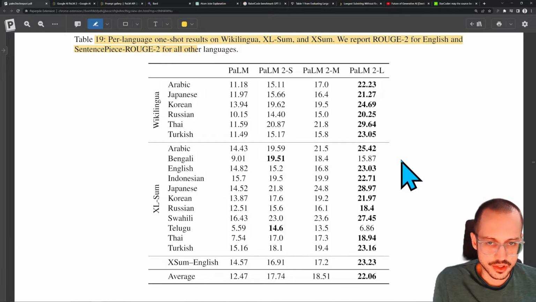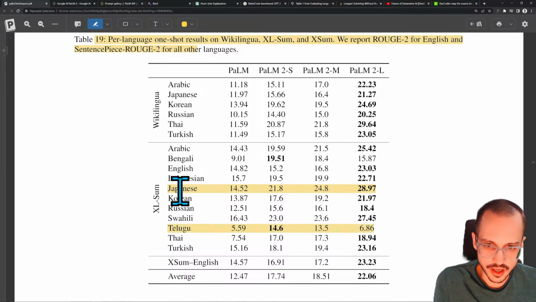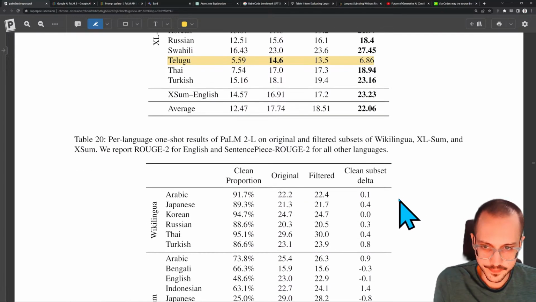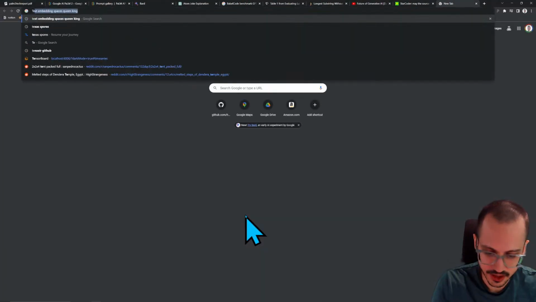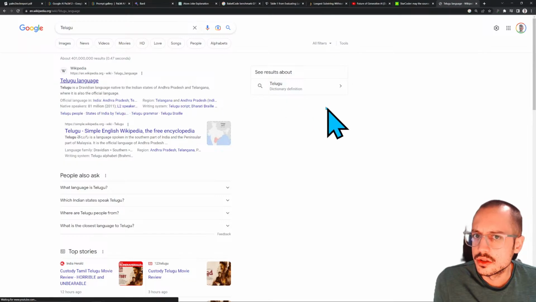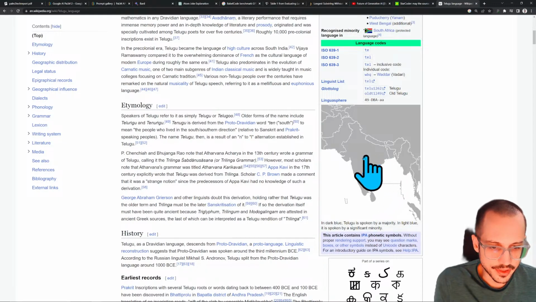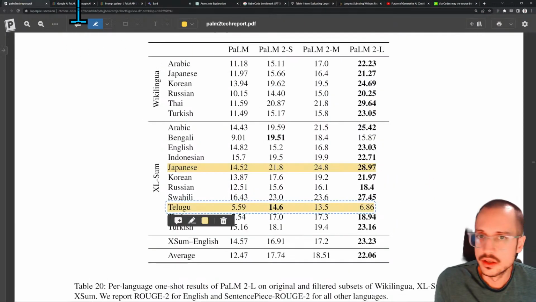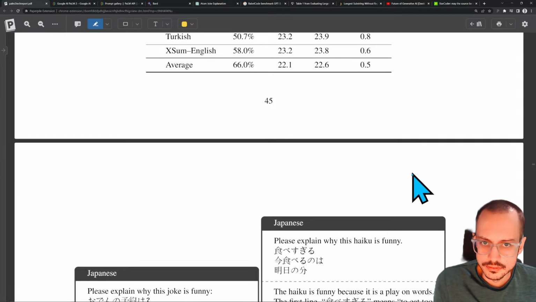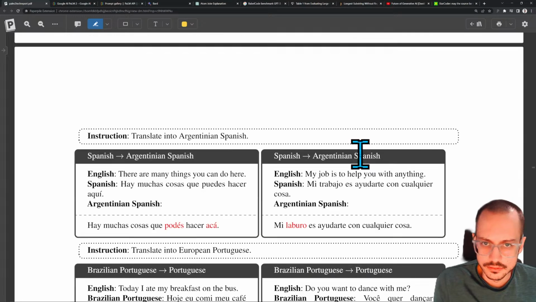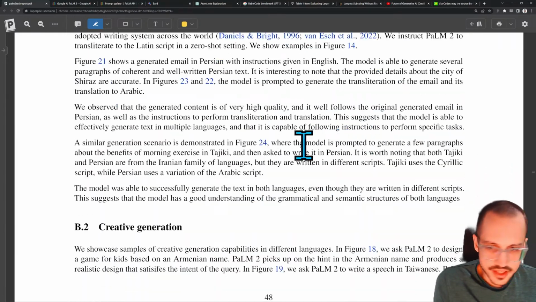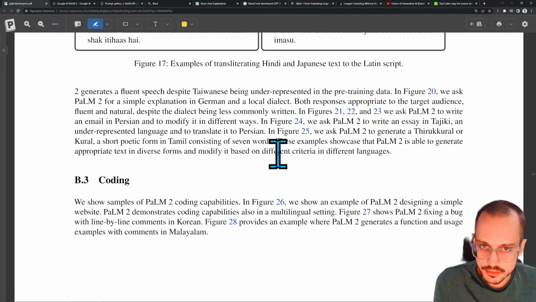Per language one-shot results. So we can see how with Japanese, of course, you're going to get better performance than Telugu, right? A lot more Japanese data on the internet than there is Telugu data. I don't even know where Telugu is from. What is that? Telugu is a Dravidian language. So it seems to be in the southeastern part of India. Yeah, they're really leaning into the language part here.